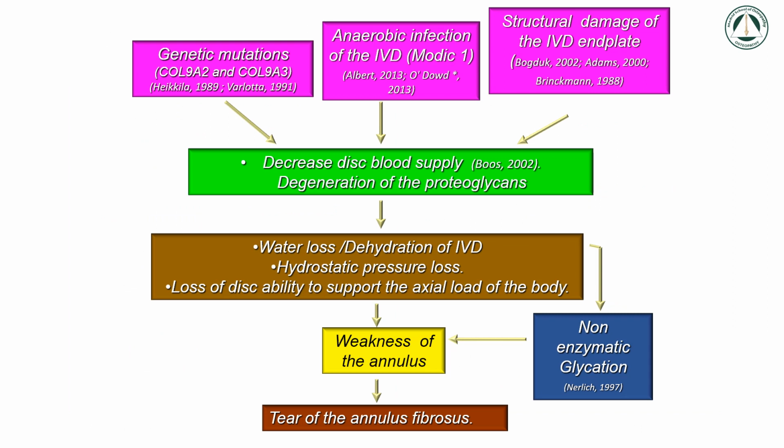Genetic mutations, anaerobic infection of the disc, and structural damage of the end plates are responsible for a decrease of disc blood supply and proteoglycans degeneration that produce water loss, dehydration of the disc, loss of hydrostatic pressure, and loss of disc ability to support the actual load of the body. These last elements generate a non-enzymatic glycation that produces weakness and tears of the annulus fibrosus.